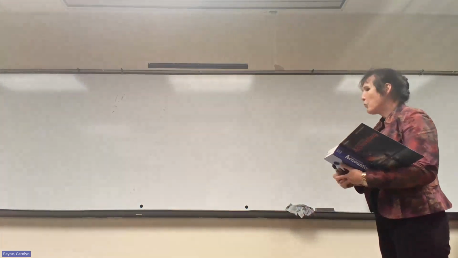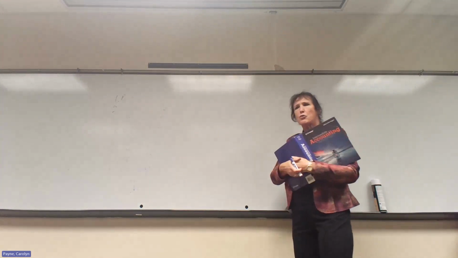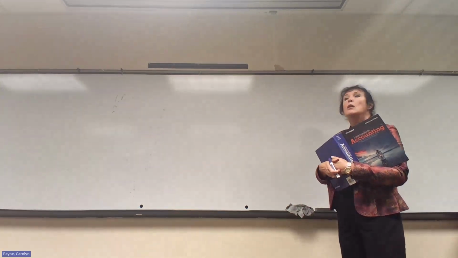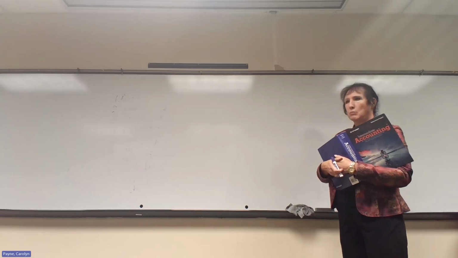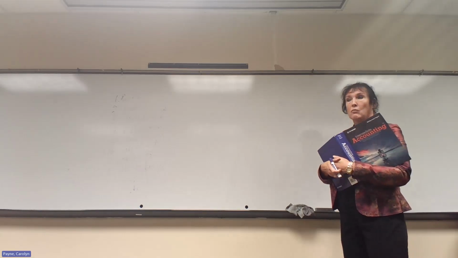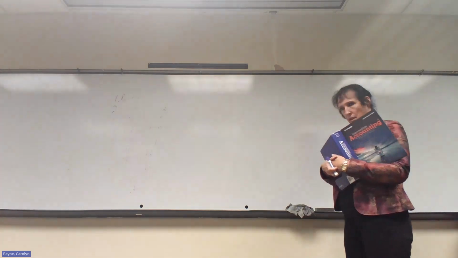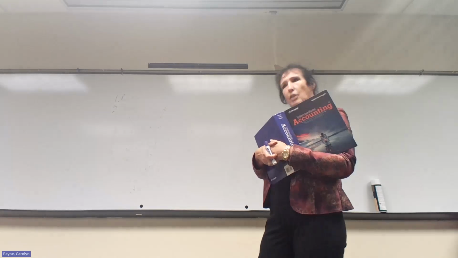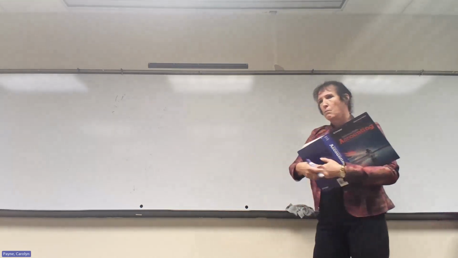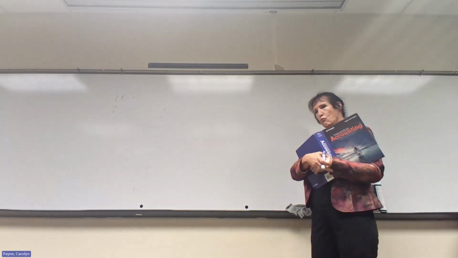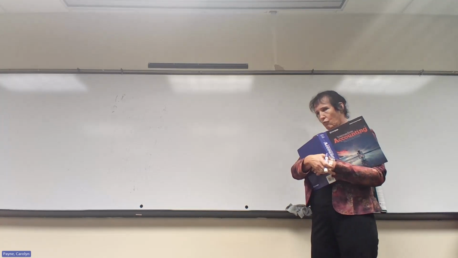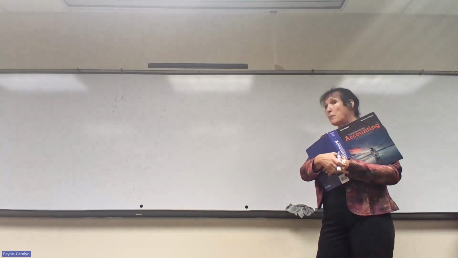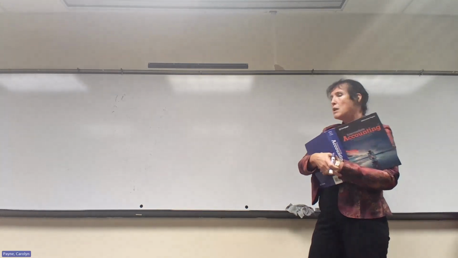Okay, so accumulated depreciation. What's the journal entry to record depreciation? You would debit depreciation expense, and then you credit accumulated depreciation. Good. Depreciation is not an outlay of cash, but it is an expense. Okay, so depreciation expense.